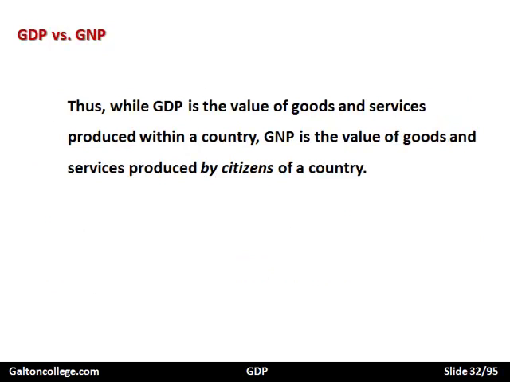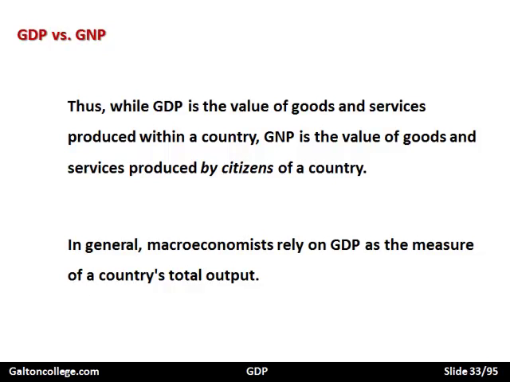So while GDP is the value of goods and services produced within the country, GNP is the value of goods and services produced by the citizens of a country. It doesn't matter where they are. For GNP, it's just output produced by the citizens of the country, whether they're living domestically or living overseas. But GDP is the goods and services produced within a country.